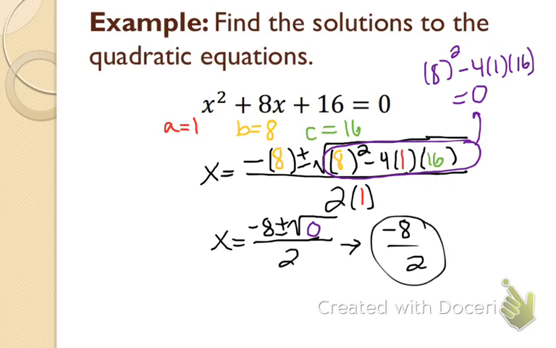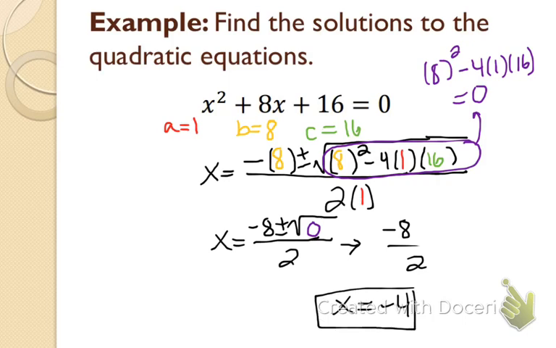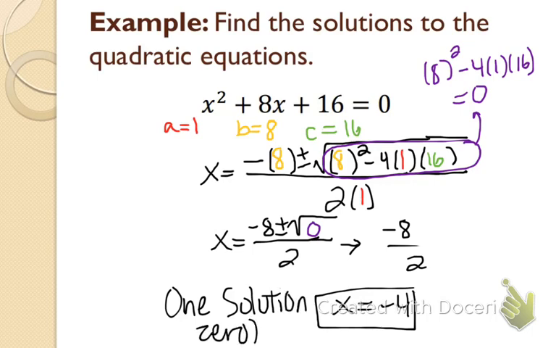But let's not leave it as a fraction like that because we can actually reduce this answer. And so we get negative 8 divided by 2 is negative 4. And we have one solution. One single solution. Another word for solution, as you learned, is a 0. So we have one single 0.